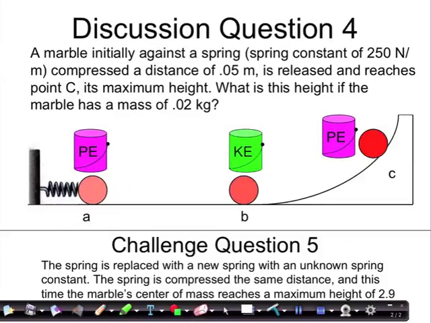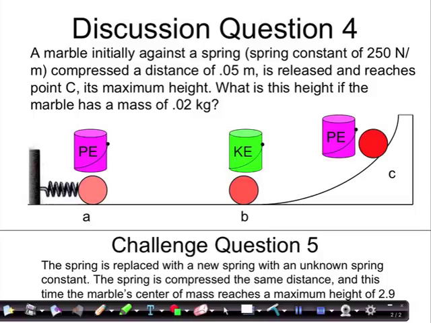Okay, for discussion question 4, we're going to involve some numbers this time. So our spring constant is 250 Newtons per meter, and the spring is compressed a distance of 0.05 meters. It's released and it reaches point C, its max height. What is the height if the marble has a mass of 0.02 kilograms?